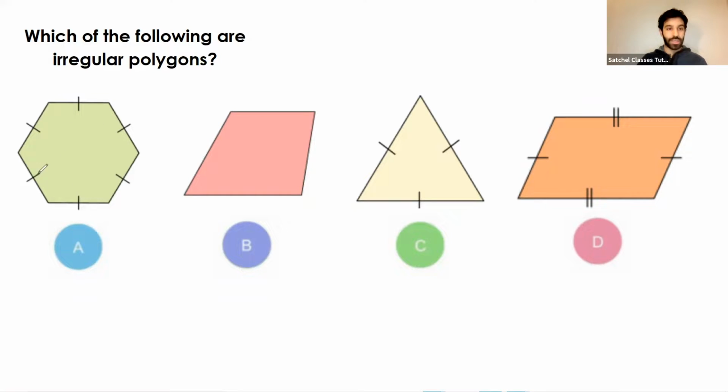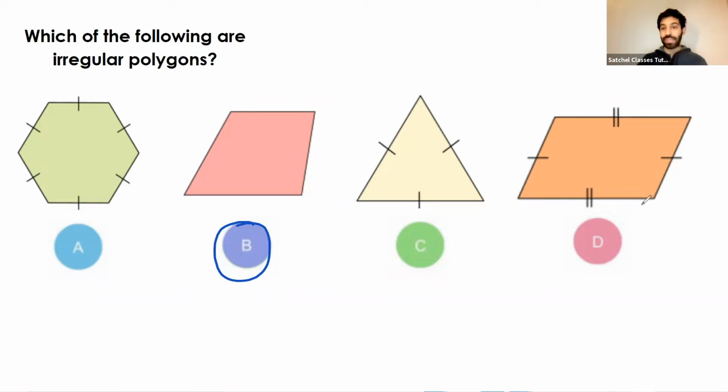We just covered this in the previous slide. We know C is going to be a regular polygon because all the lengths of the sides are going to be the same. Again, this is an equilateral triangle. B, however, all the lengths of the sides are not the same. Therefore, this one is going to be an irregular polygon.